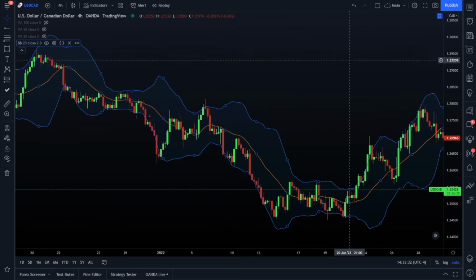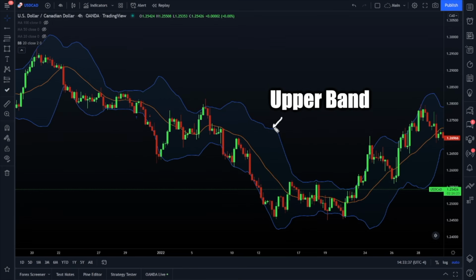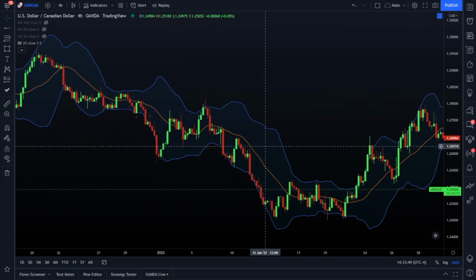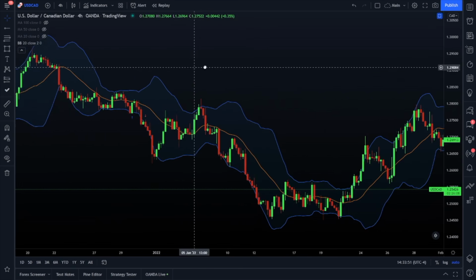And that's exactly what these upper and lower bands are. This is the upper band and this is the lower band of the Bollinger Band. So this is the bands concept. The bands here are giving you a standard deviation of what price has been usually doing.